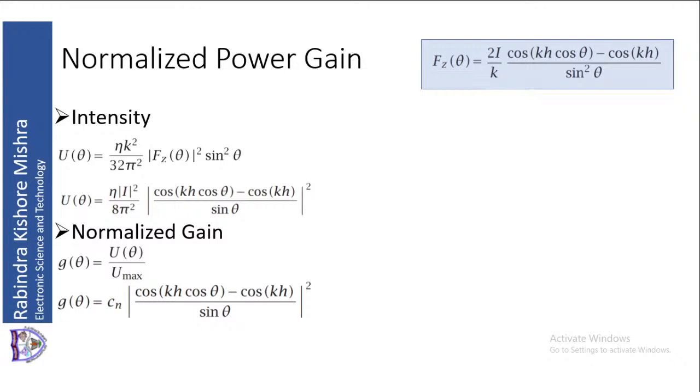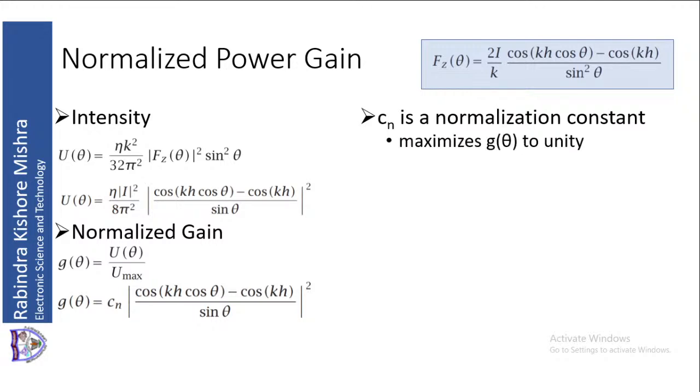Cn into the absolute value squared of [cos(kh cos θ) minus cos(kh)] by sin θ. So Cn is the normalization constant. If you multiply Cn with U(θ), you get the U max. So this will maximize G(θ) to unity.